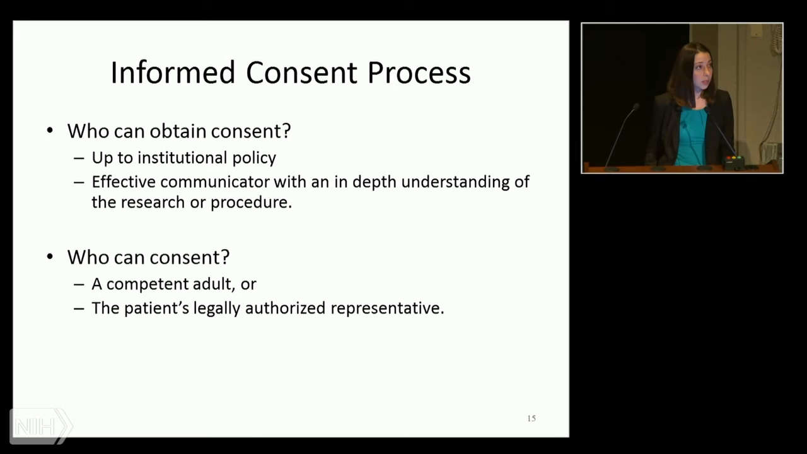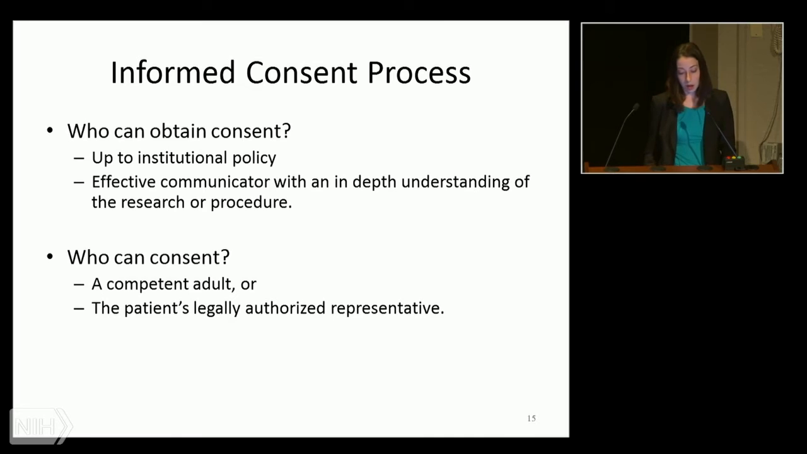A competent adult can provide informed consent. In the United States, we as a legal matter assume that once somebody has turned 18, they are competent to make their own legal decisions. If the adult is not competent, or if it's a child, it would be the person's legally authorized representative.